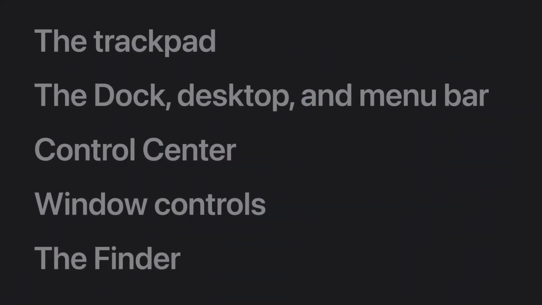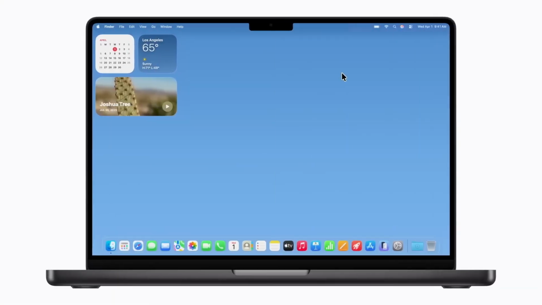Next, let's check out Control Center. Control Center gives you quick access to key settings on your Mac and can be customized with the settings you use most often. Control Center is on the right side of the menu bar, next to the date and time. To open it, click the Control Center icon.